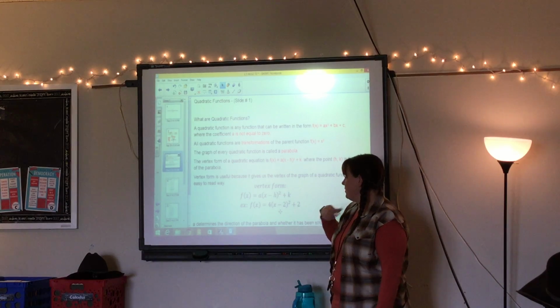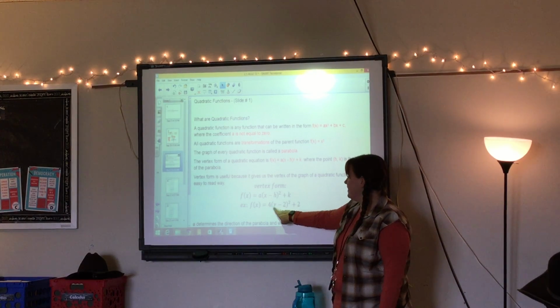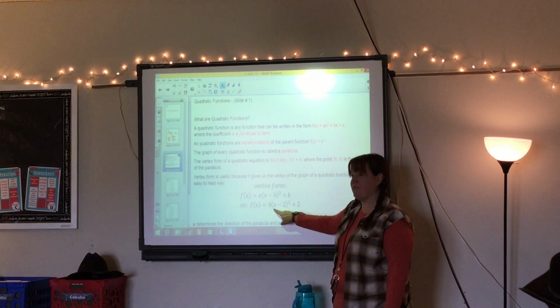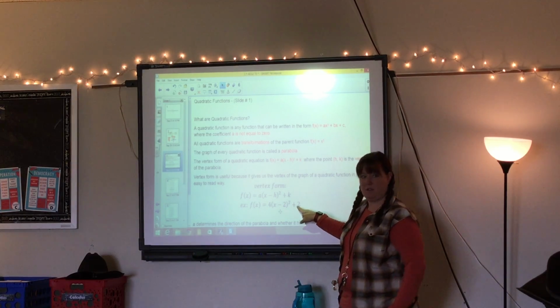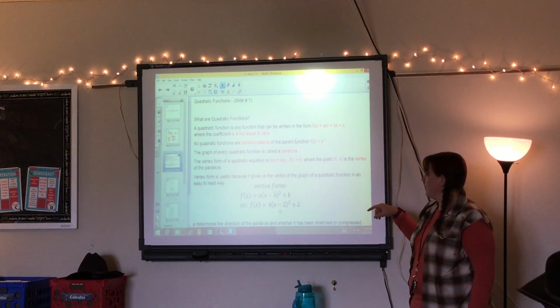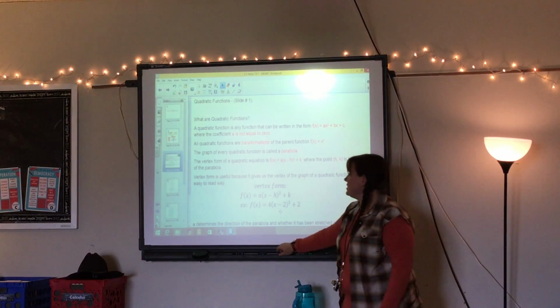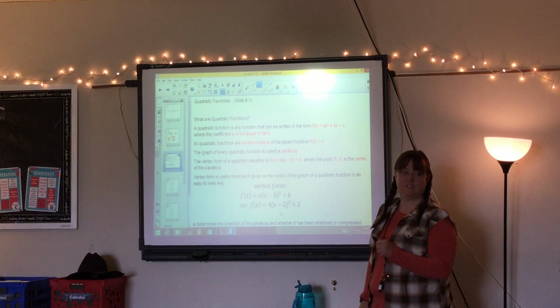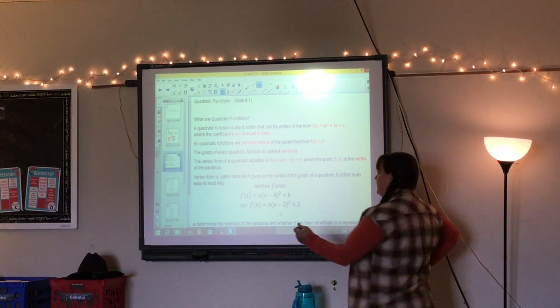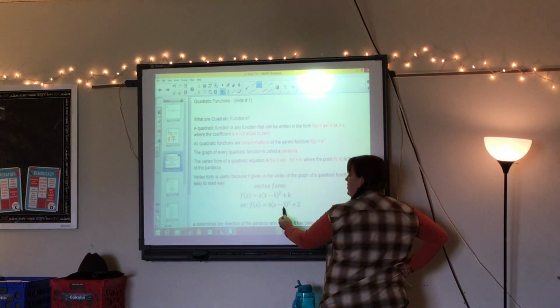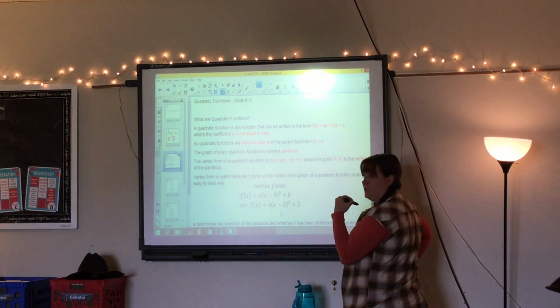So this is vertex form. What would the vertex of this parabola I have right here be? Yeah, this is an example of vertex form. So if I had this parabola, what would the vertex of it be?